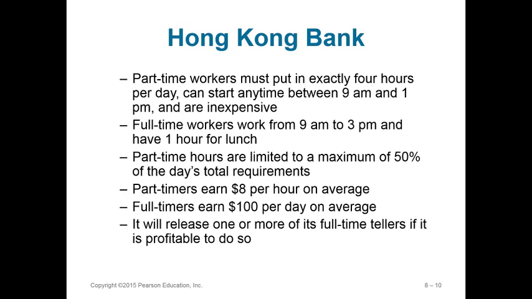So if you have this constraint, part-time workers must put in exactly 4 hours per day, can start anytime between 9 and 1. They're inexpensive, so they earn 8 dollars an hour on average. So if a part-time worker comes in, you must have them work 4 hours. Full-time workers work from 9 to 3 and have an hour for lunch. So you don't have to worry about the number of hours they have. They're going to work 9 to 3. They've got an hour for lunch that goes in there.